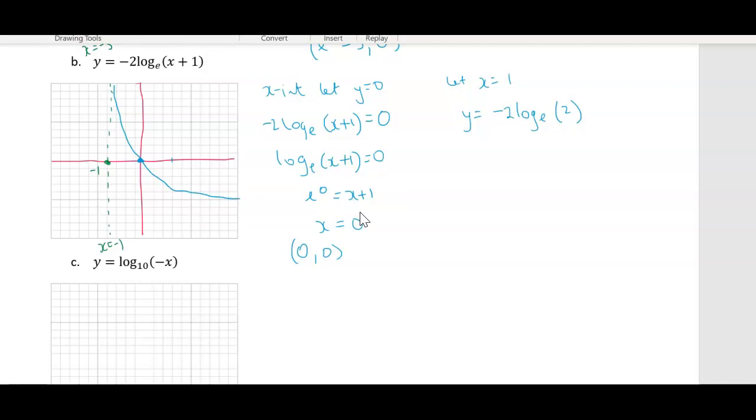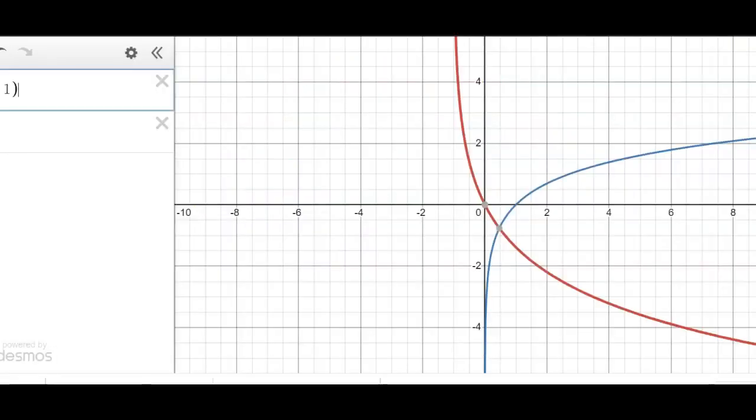So at x equals 1, we'll just draw this point here. So the coordinates of that are (1, -2 log e of 2). And if I go back to my graph, you can see it's roughly there, -1.386. Now, if you wanted to do a point of intersection, so you can see there's a point of intersection there, you just let their graphs equal each other.